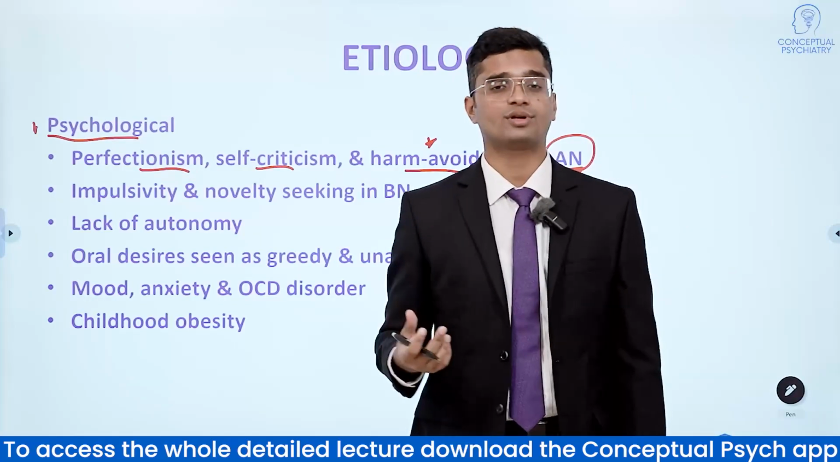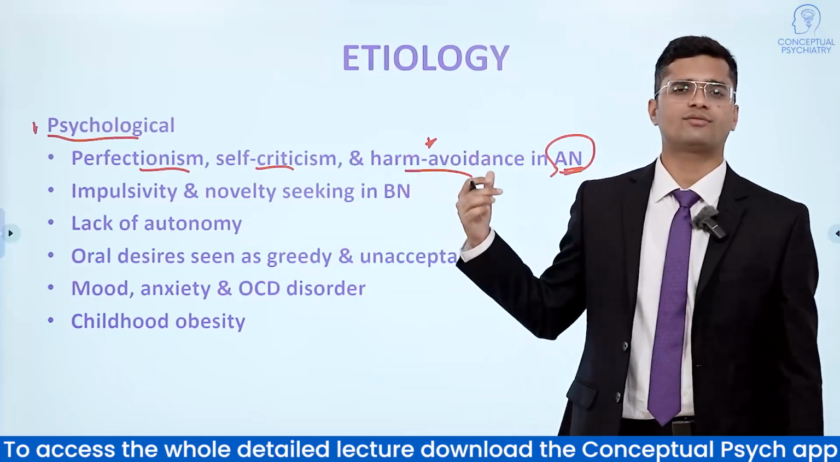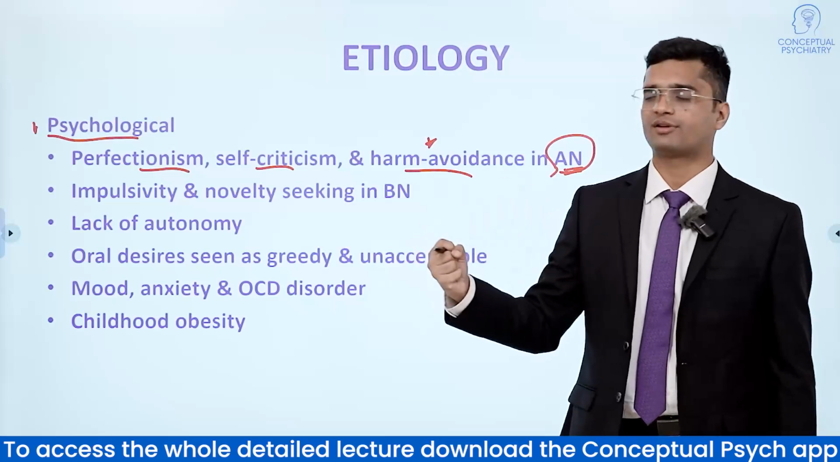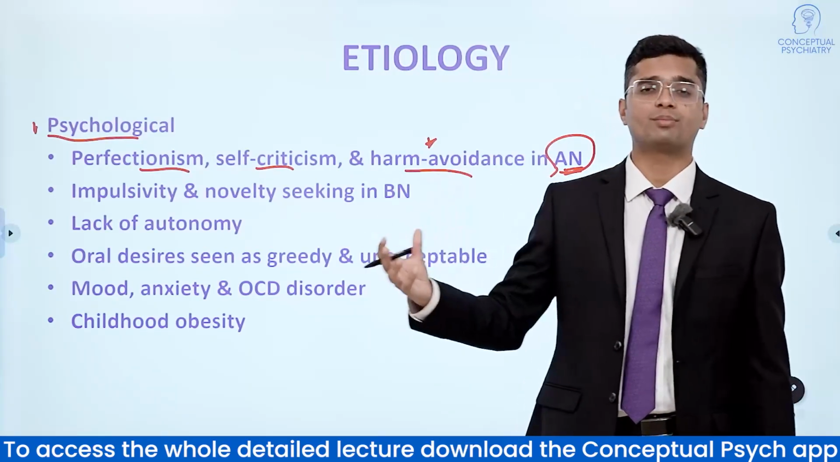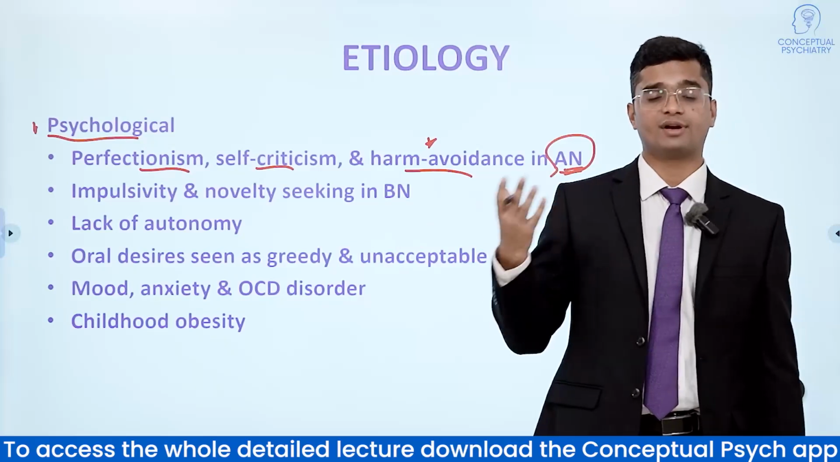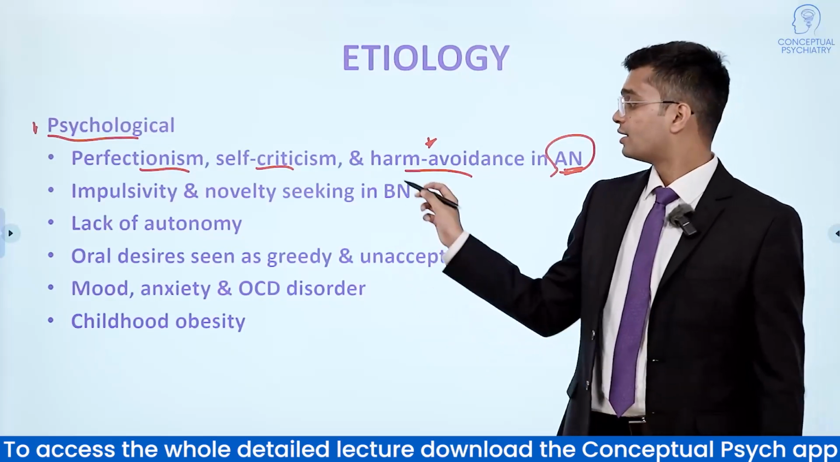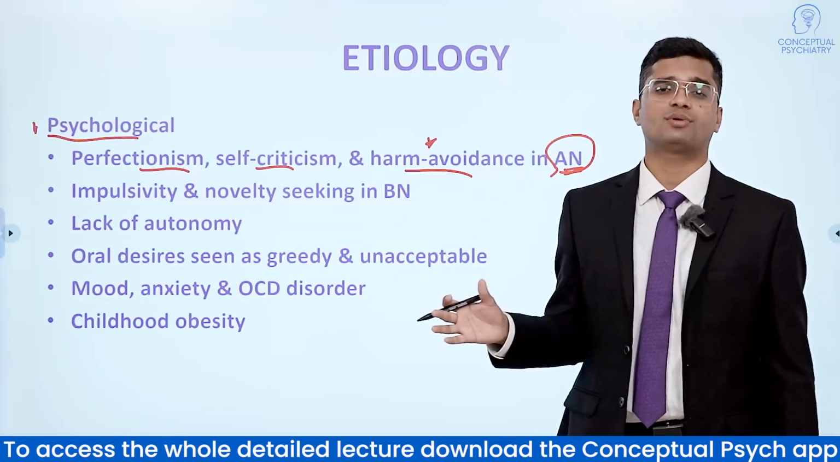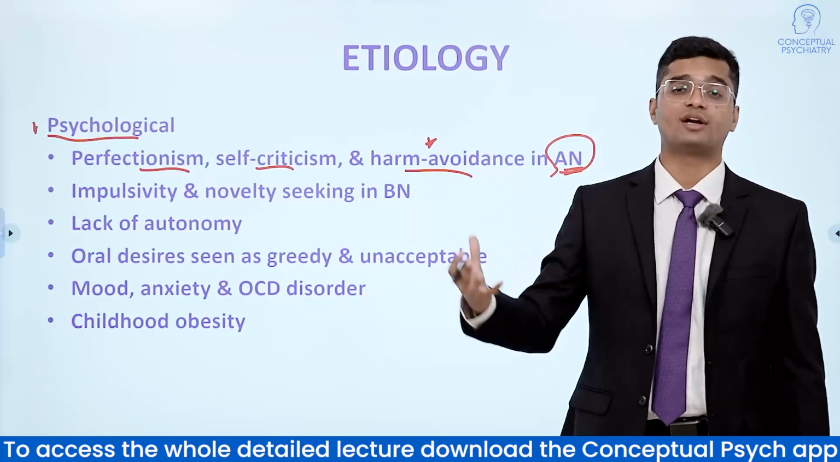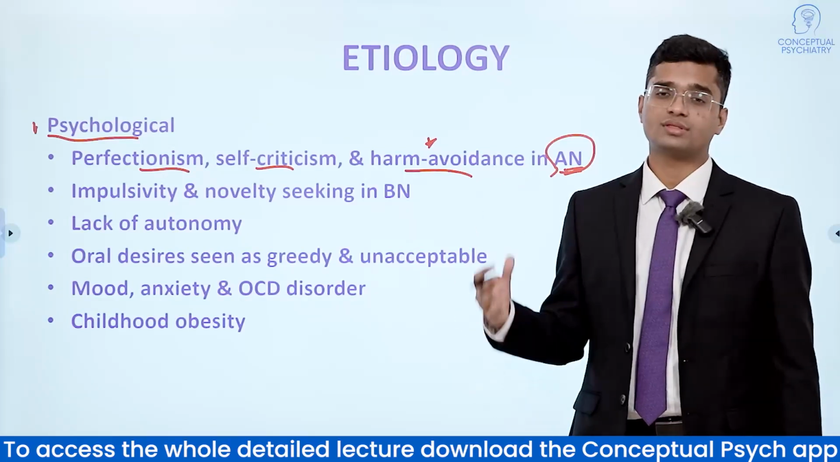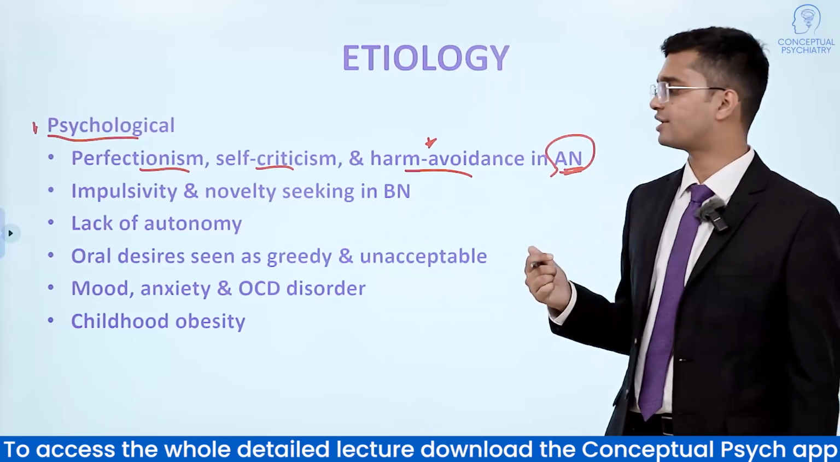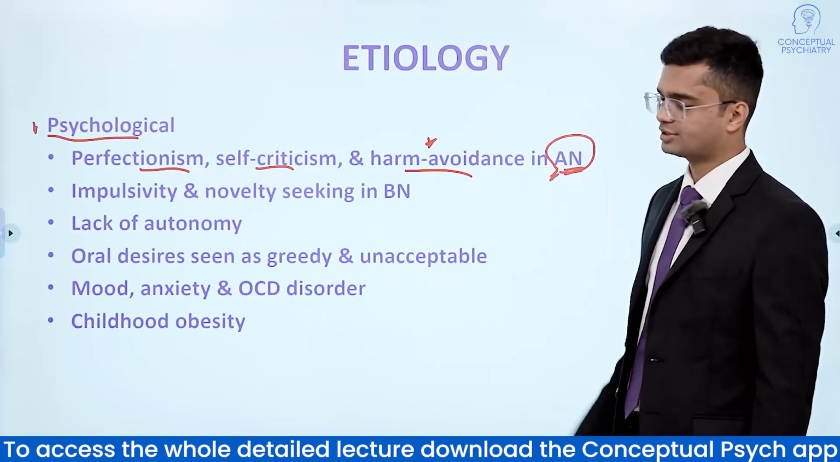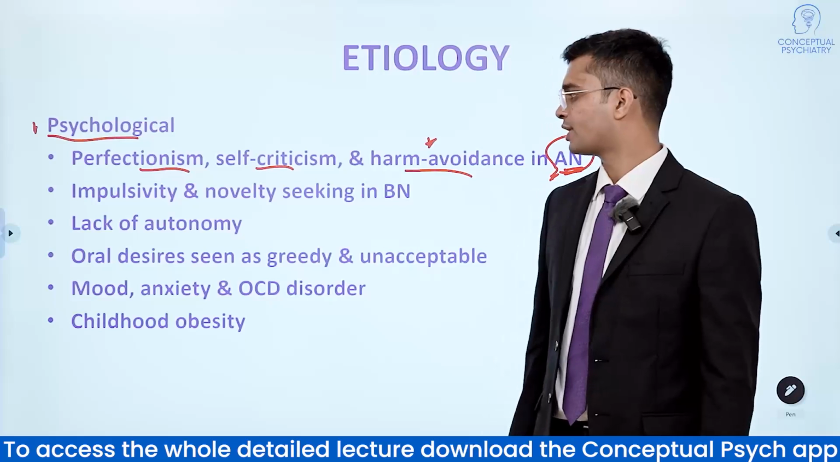How this plays out is that patients with anorexia nervosa want to achieve the perfect weight, they presume. They are highly critical of the comments people put on them regarding their weight or appearance, and they want to avoid any possible harms associated with weight gain. So, these are common temperamental and personality factors associated with patients of anorexia nervosa.